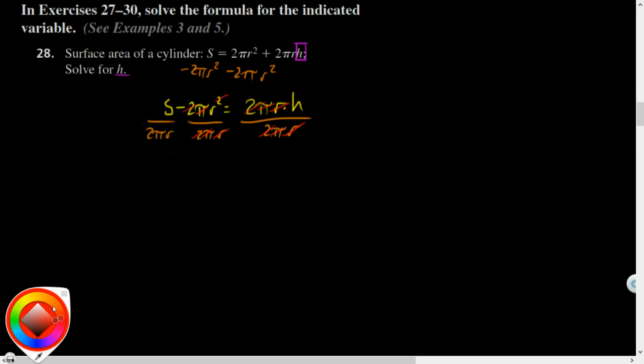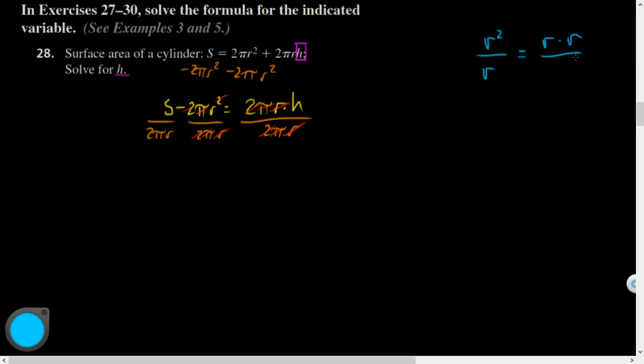Actually, let me do a little side note for a second here. R squared divided by r is the same as r times r divided by r. And when I cancel that out, this r cancels with one of those, and I'm left with just one r. So that's why I write this and this, and there's just going to be an r left over, is kind of my logic there. So I'm going to end up with s over 2 pi r minus r equals h.